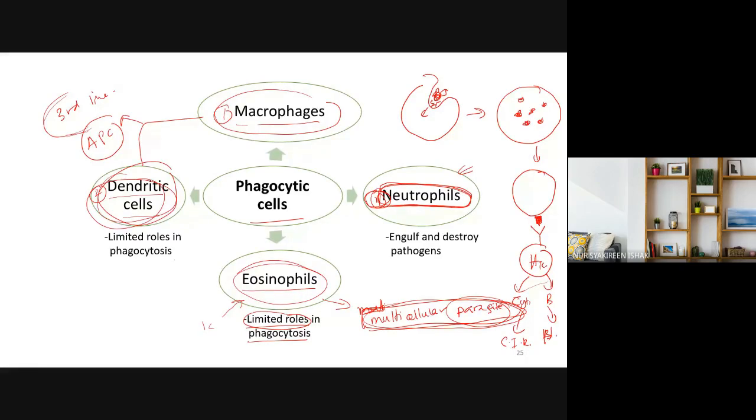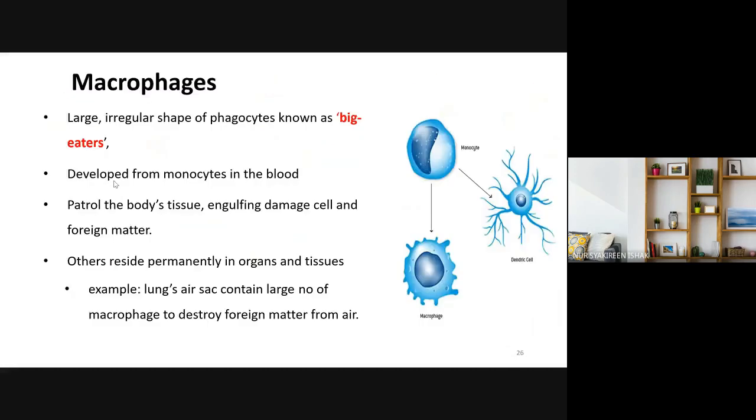Okay, sebab apa? Nanti ada lymphocyte that has receptors specific to that antigen being presented by the APC, antigen presenting cell, which is the macrophage and also the dendritic cell. All right. Okay, so macrophage or macrophage.